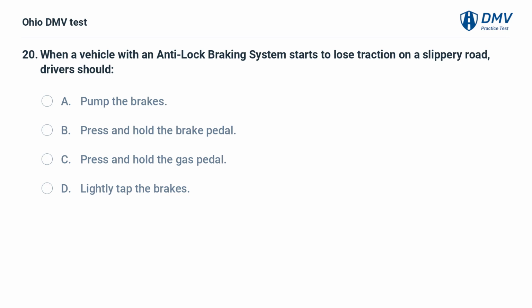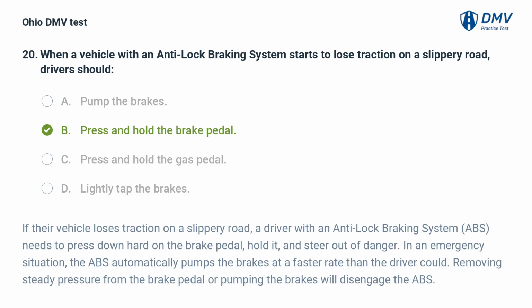When a vehicle with an anti-lock braking system starts to lose traction on a slippery road, drivers should A. Pump the brakes. B. Press and hold the brake pedal. C. Press and hold the gas pedal. D. Lightly tap the brakes. B. Press and hold the brake pedal.